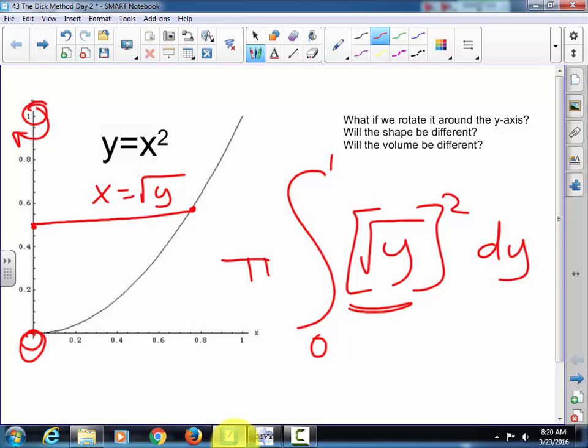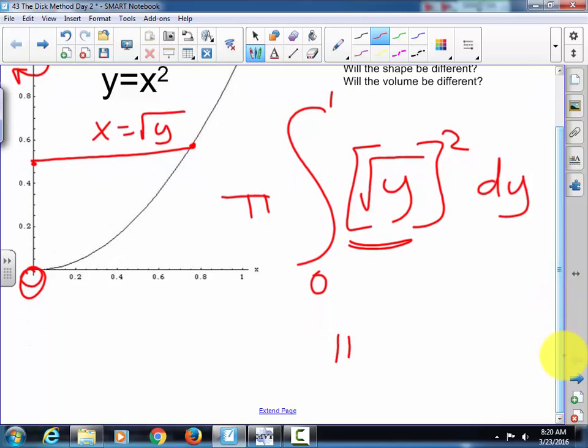So integrating this is not that complicated because the square root of y squared is y. So we're just integrating from 0 to 1 of y dy, which is, oh jeez, why won't it work?